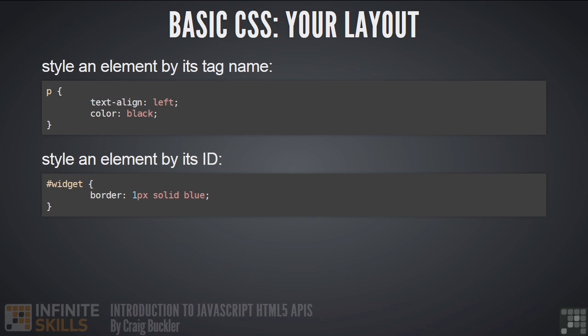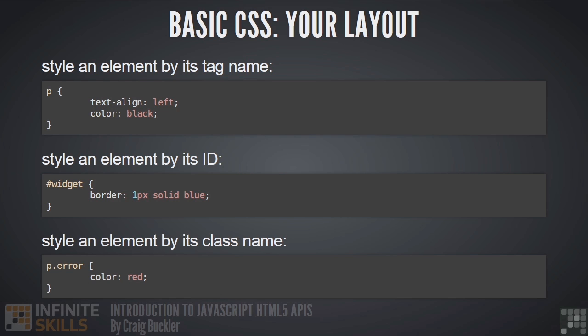We can also target elements which have a specific ID using a hash followed by the ID name. Now remember there can only be one element on our page with the ID of widget. And in this case, it's going to add a border, which is a pixel in width, it's solid and blue.